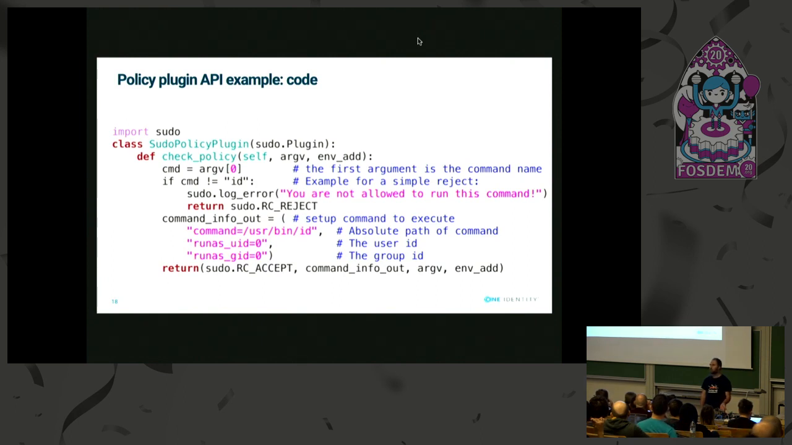Argv contains data related to the command, what the user wants to execute, and env the environment provided by the user. The first argument within argv is the command name. We check this one. And if it's different from id, then we print an error message on screen that you are not allowed to run this command, and the sudo session is rejected. If it's not the case, then we go on and create a variable containing the minimum information necessary to execute a command. It's the command name, user ID, and group ID. And finally, we return it to sudo that we accept this command and the data to execute this application.